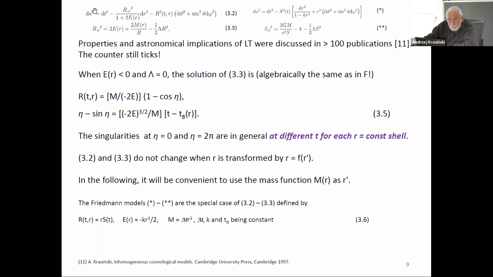Now, these two formulae here, the formula for the metric and the equation defining big R, don't change under arbitrary transformations of the coordinate r. So we can choose the coordinate r as is convenient, and here in the talk it will be convenient to choose the function m as the radial coordinate.